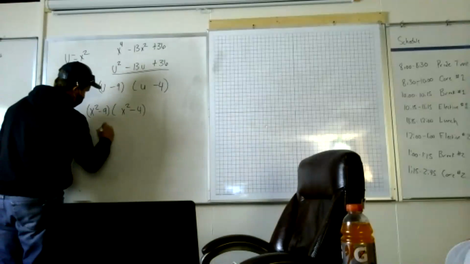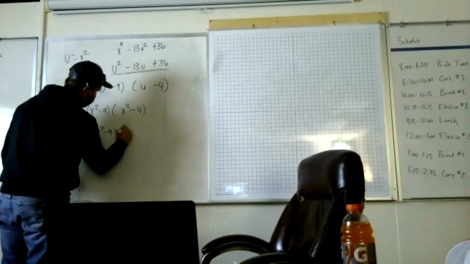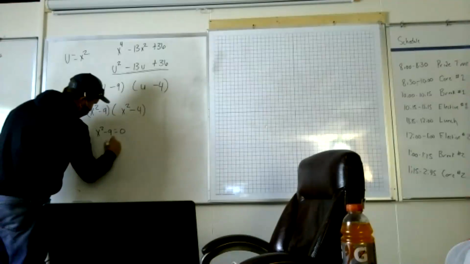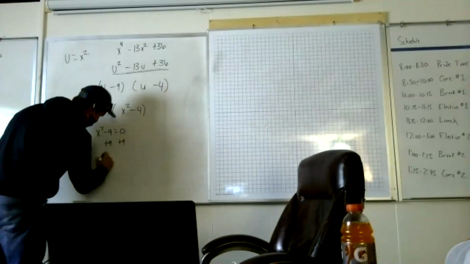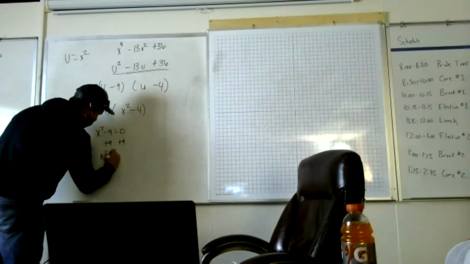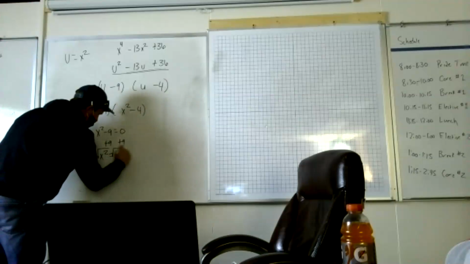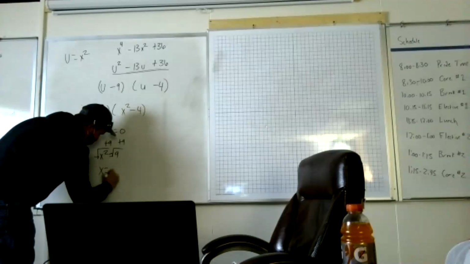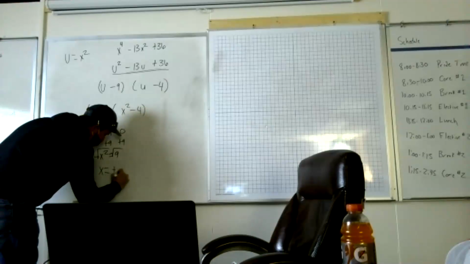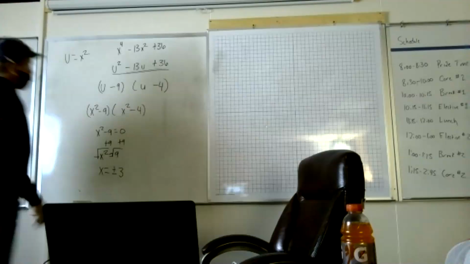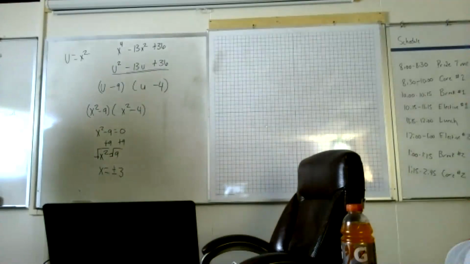So x squared minus 9 set equal to 0. We add 9 to both sides to isolate, so x squared is equal to 9. Take the square root of both sides. So x can equal either positive 3 or negative 3, because negative 3 squared equals 9, and positive 3 squared equals 9.